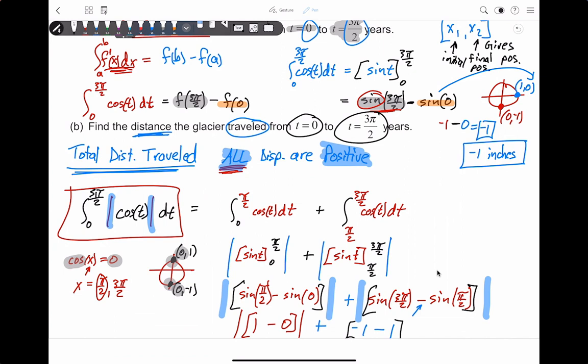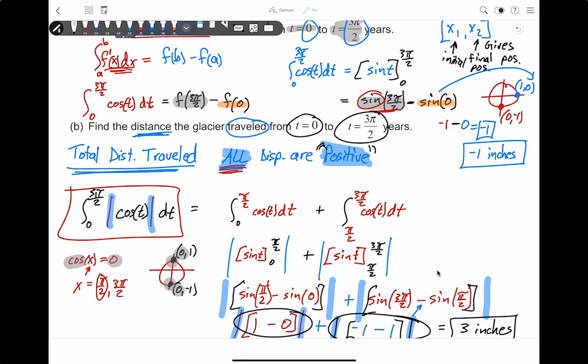But again, we have to remember, after we get those answers, we're taking the absolute value after that. So this would be the absolute value of a negative 2, which means it becomes a positive 2. So you have this positive 2 adding with this positive 1 to give me a total distance traveled of a positive, quote unquote, 3. So this one is going to be 3 inches total.